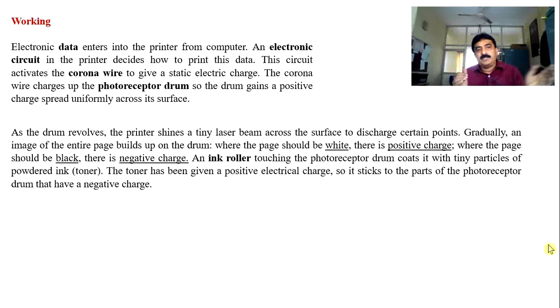So in the second part, the drum rotates, the laser beam comes, everything. So I told you black becomes negative, white becomes positive. The white portion, wherever white is to be printed, remains positive. Wherever black is to be printed, it will be negative. So please just go through the notes, and the notes are also available in the description box. So this is the working of the laser printer.